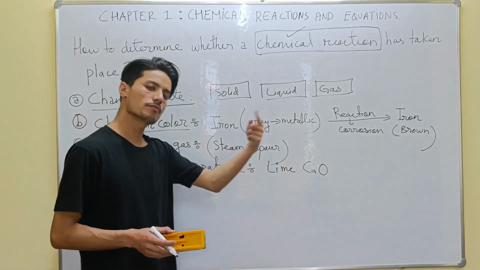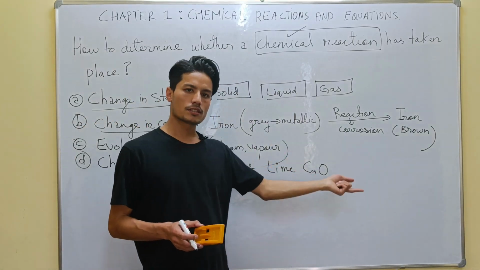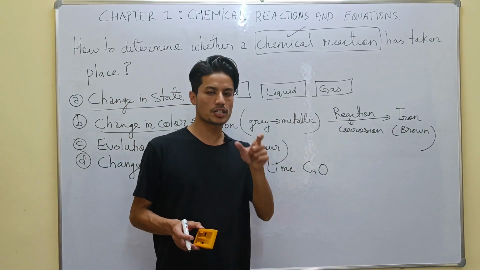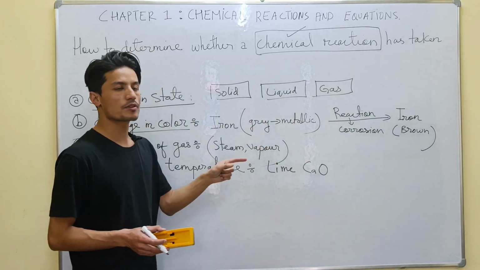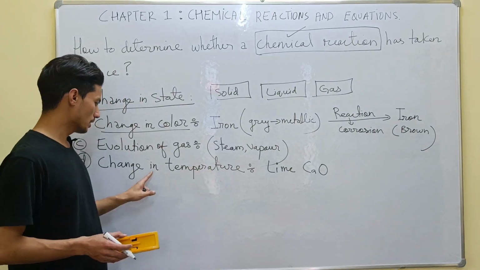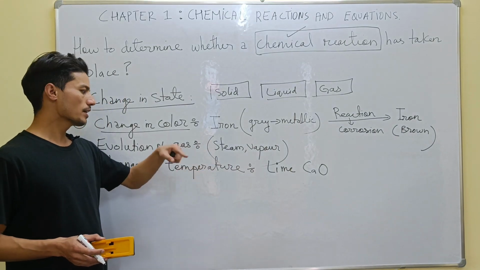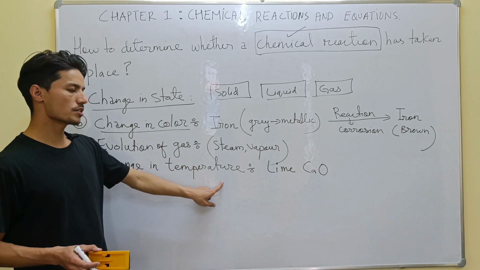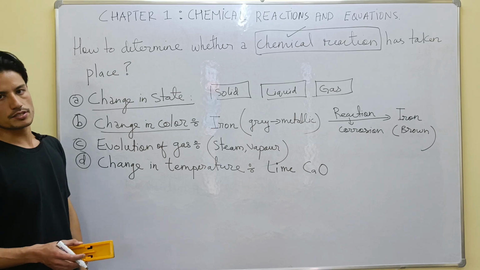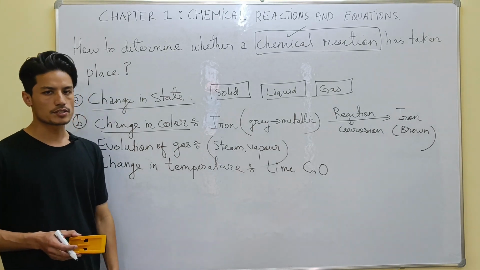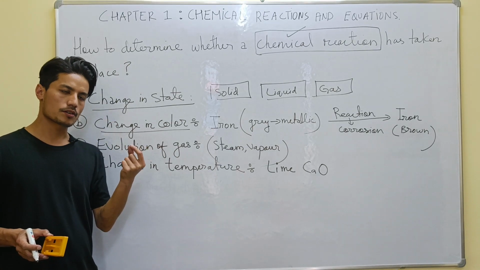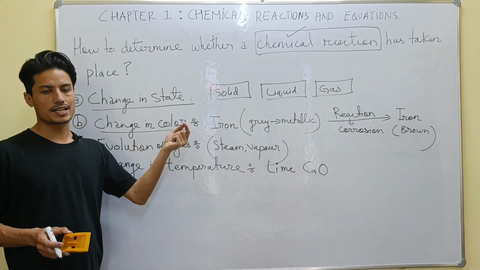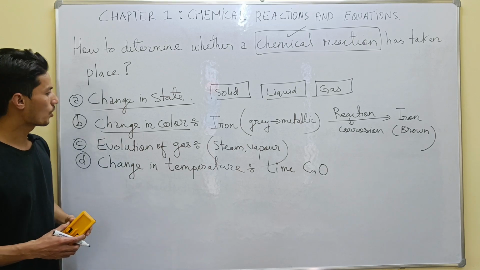When calcium oxide is mixed with water, a reaction takes place. The reaction generates heat, which is indicated by the rise in the temperature of the solution. So this is what is meant by change in temperature. Those reactions where a change in temperature takes place will be considered as chemical reactions. So these are the 4 points that you have to know to confirm whether a chemical reaction has actually taken place or not. I hope we are all clear.